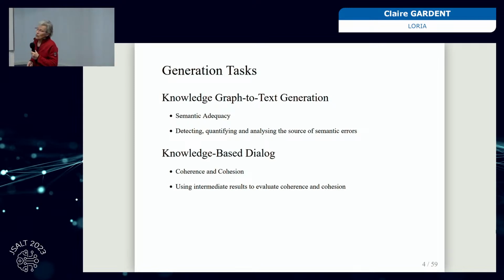The other type of conditional generation task I will be looking at is knowledge-based dialogues. So the idea is to generate a response given a dialogue context that includes both the preceding dialogue and a knowledge graph. And here I will focus on the impact of errors on the coherence and cohesion of the dialogue. And here I will focus more on discussing how a specific model architecture helps us to better understand what impacts these two factors, these two dimensions.